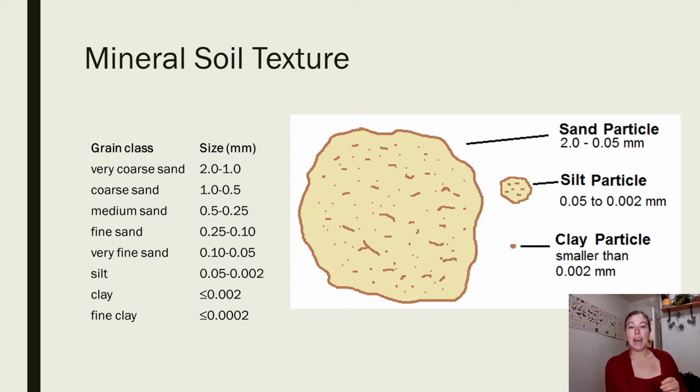Typically, we categorize mineral soil particles by size into 3 classes: sand, silt, and clay. So you can see here, clay are any particle smaller than 0.002 millimeters. They are tiny. They're so tiny we can't feel them on our fingers. If you put clay on your tongue, it just feels smooth.